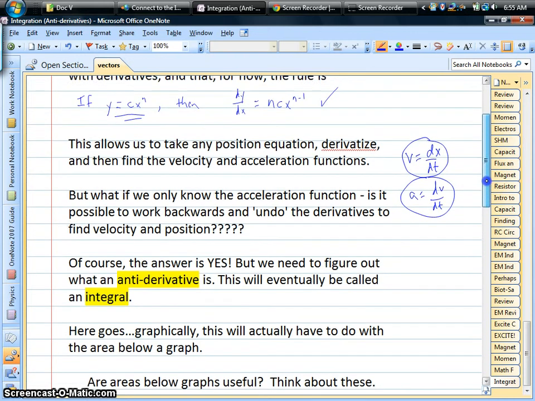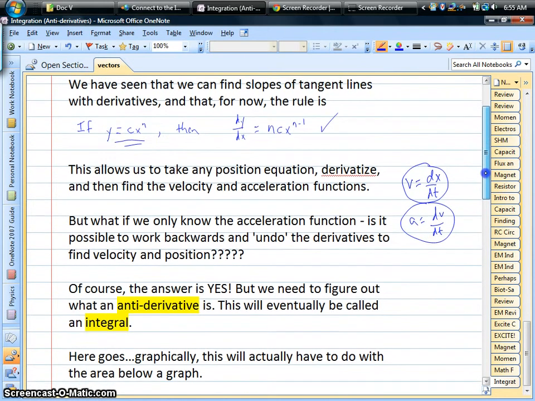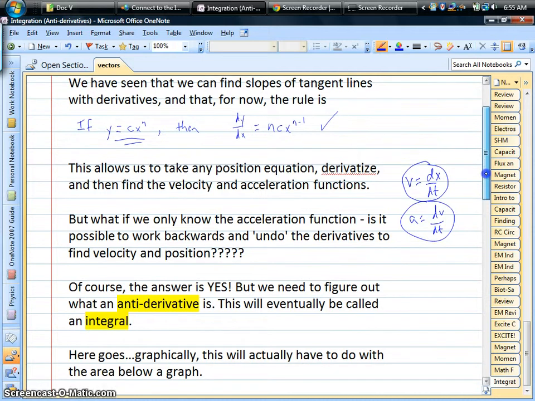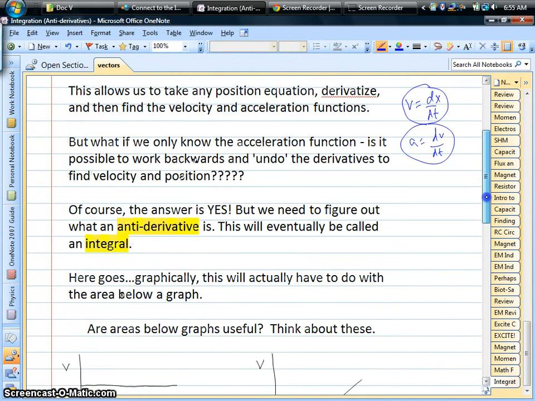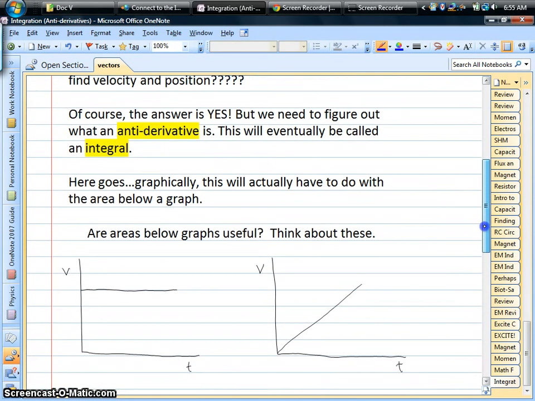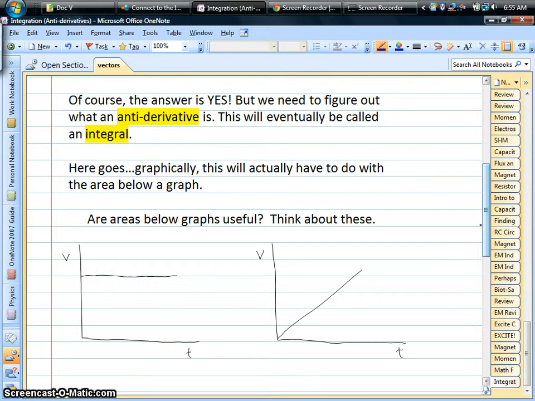And if we know how to do both derivatives and antiderivatives, it won't matter what we're given in a problem. We will be able to figure out everything else about the motion. Okay, now it turns out that to do antiderivatives, it's very much related to areas below graphs. So think about a couple types of graphs that you know about. Okay, here's two examples of a velocity versus time graph.